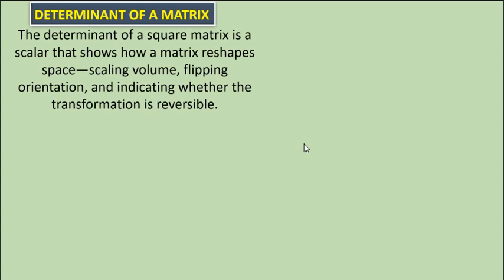Number 1, we talk about reshaping space, we talk about volume. Now, dealing with volume, we are dealing with the determinant of a 3 by 3 matrix. And dealing with area, surface, plane, we are dealing with the determinant of a 2 by 2 matrix. That's scaling volume, reshaping shapes, flipping orientation.